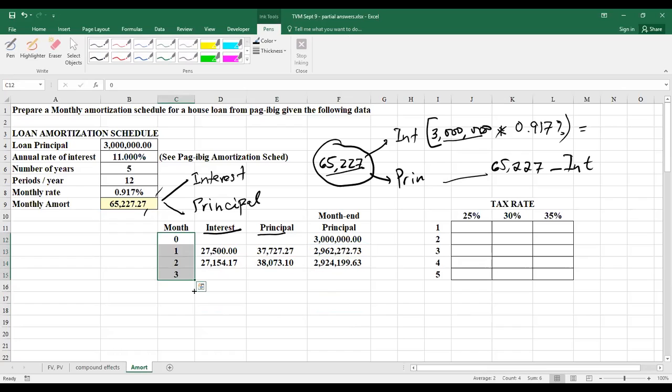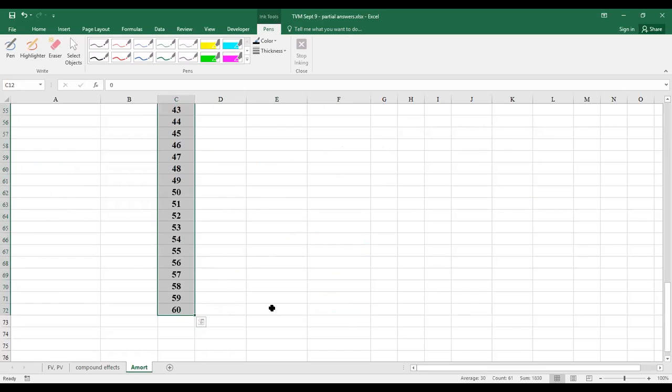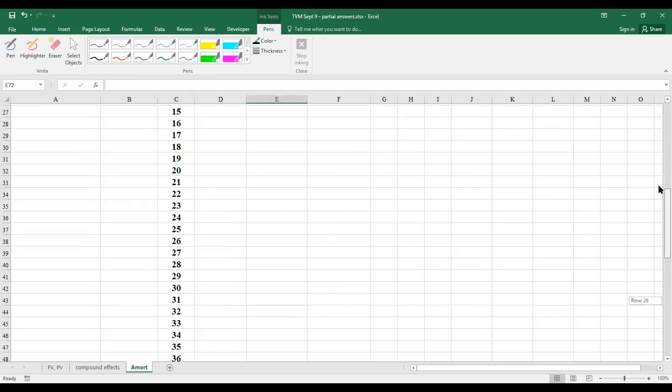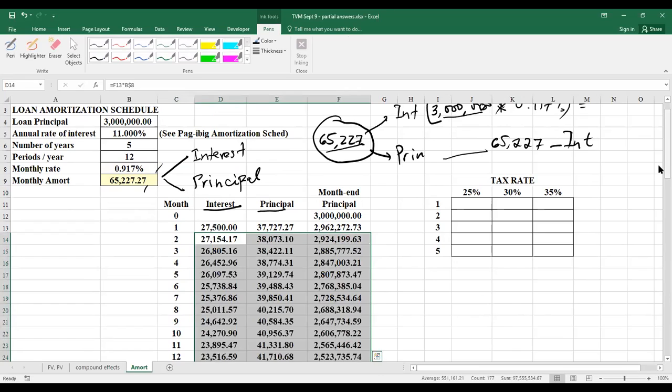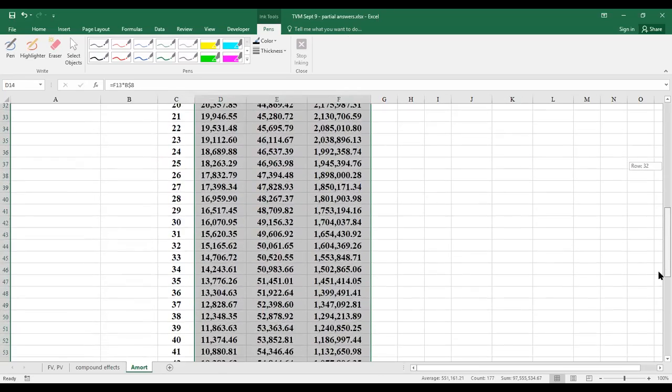Hanggang 60 payments. Okay. Yan. 60 payments kasi 5 years siya na monthly. Copy down natin. Yan. Okay? So that's your amortization schedule.